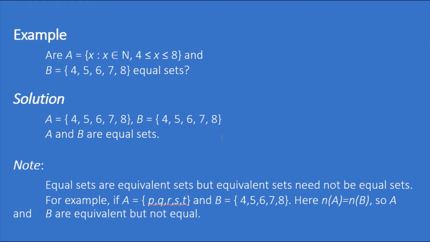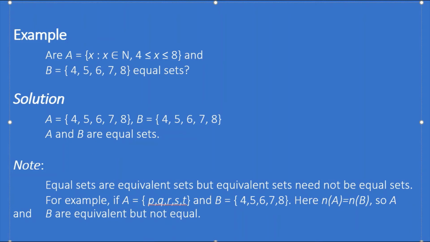Here the solution is, first we need to find A. In the question it's given A = {x such that x is from 4 to 8}, so the numbers will be 4, 5, 6, 7 and 8. And for B it's given 4, 5, 6, 7 and 8. So if you see both the sets, both the sets have exactly the same elements, and hence A and B are equal sets.